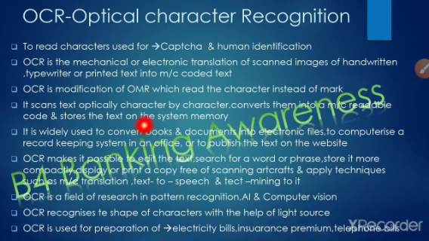Then it scans text optically character by character. You have to remember OCR reads or scans the characters one by one, and it converts them into a machine readable code and stores the text on the system memory. It is widely used to convert books and documents into electronic files, to computerize a record keeping system in an office, or to publish the text on the website.